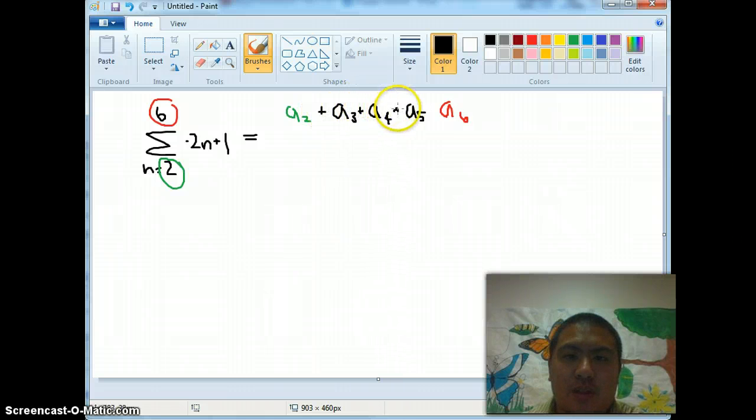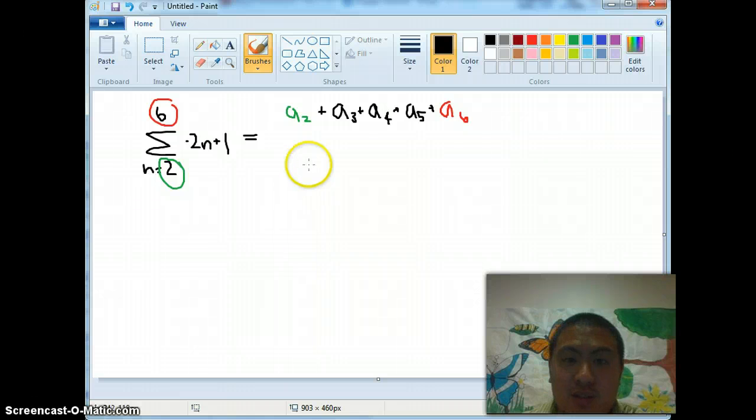Alright, so remember that from the previous video you have the initializer. This 2 means start at the second term, okay, and the terminator means go to the sixth term. That means end at the sixth term. So the second term to the sixth term.